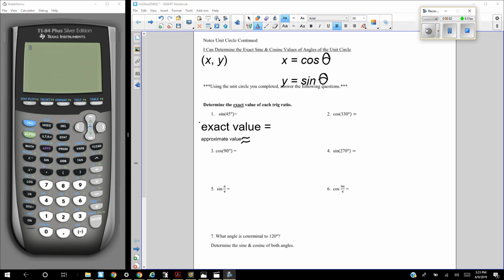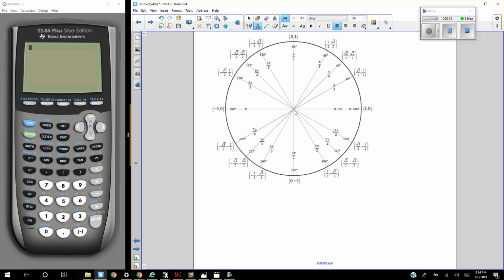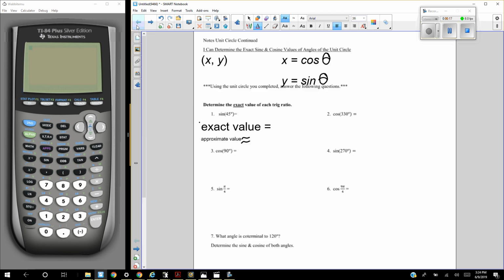All right, so in this video, we are going to go through some sample problems. We're going to determine the exact sine and cosine values of angles of the unit circle. If you have the unit circle completed, which we did from a previous lesson, we're going to use that really to make most of these problems go fairly quickly. Now, remember, if you've forgotten, x goes with cosine and y goes with sine.